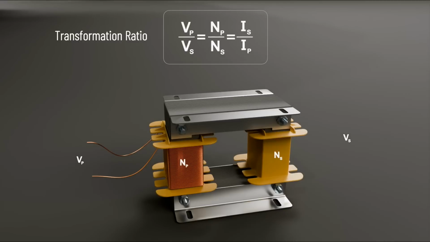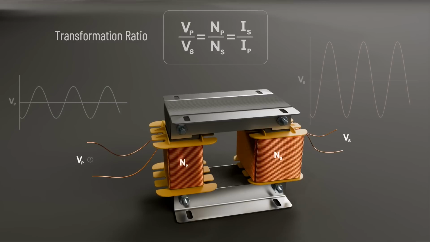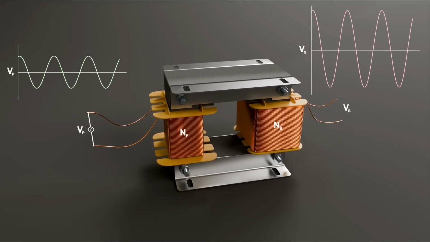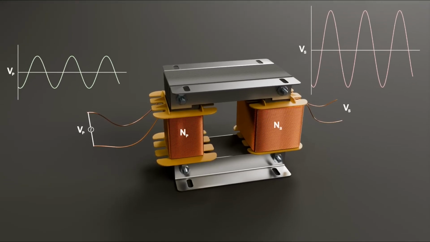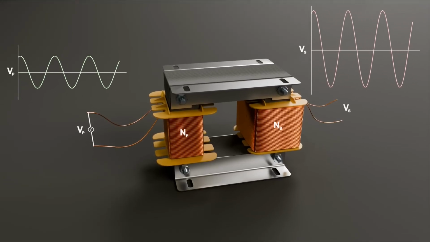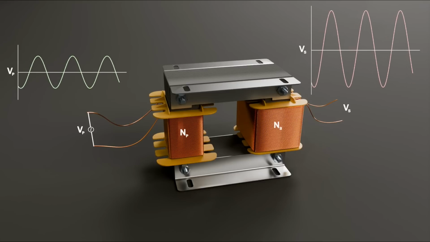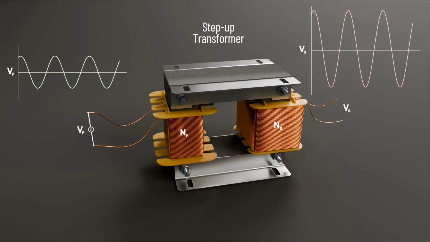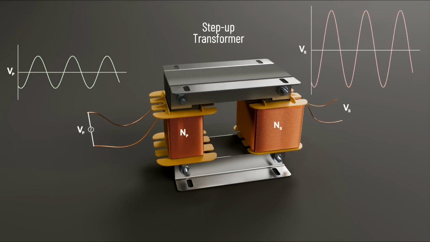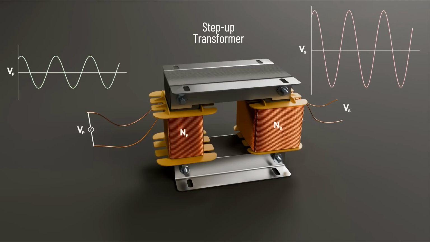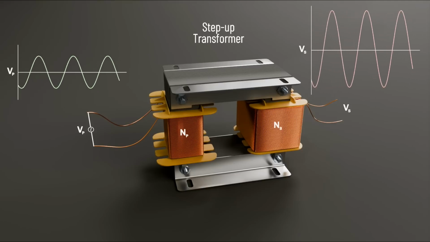If the number of turns in the secondary winding is higher than in the primary winding, the voltage induced in the secondary winding is higher compared to the primary input voltage, while the current in the secondary winding is lower because energy is conserved. This type of transformer is called a step-up transformer, and it is used for increasing the voltage level of an AC supply.